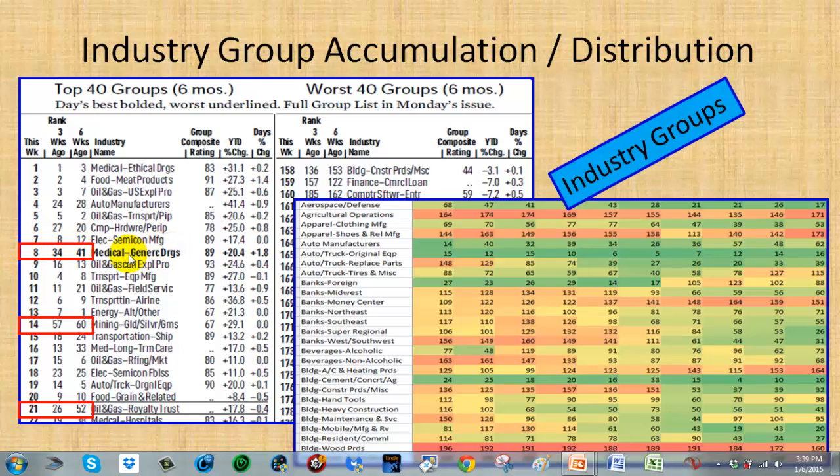This is medical and generic drugs. 6 weeks ago, its rank was 41. 3 weeks ago, 34. This week, it's 8. It's obviously accelerating, which is a sign of strength. Here's mining. It's also accelerating. It went from 60 to 57 to 14. The best rating is 1, and the worst rating is 197. If you have MarketSmith, you can export data and create a simple Excel worksheet to track industry group progression. Here's an example of one that I did.